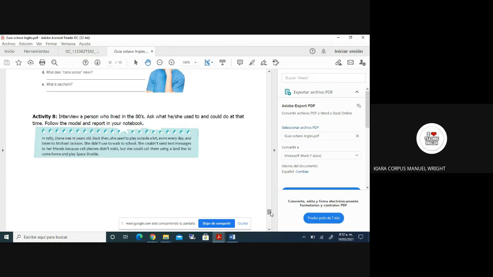En este párrafo corto van a incluir used to y van a incluir couldn't y could. O sea, ¿qué podría hacer la persona? ¿Qué solía hacer la persona? ¿Ya? Entonces, eso es lo que van a hacer. No tienen que presentar las preguntas de la entrevista, simplemente lo van a reportar en un párrafo corto, dependiendo de la respuesta de esta persona que ustedes entrevistaron, ¿listo? Para que lo tengan en cuenta.